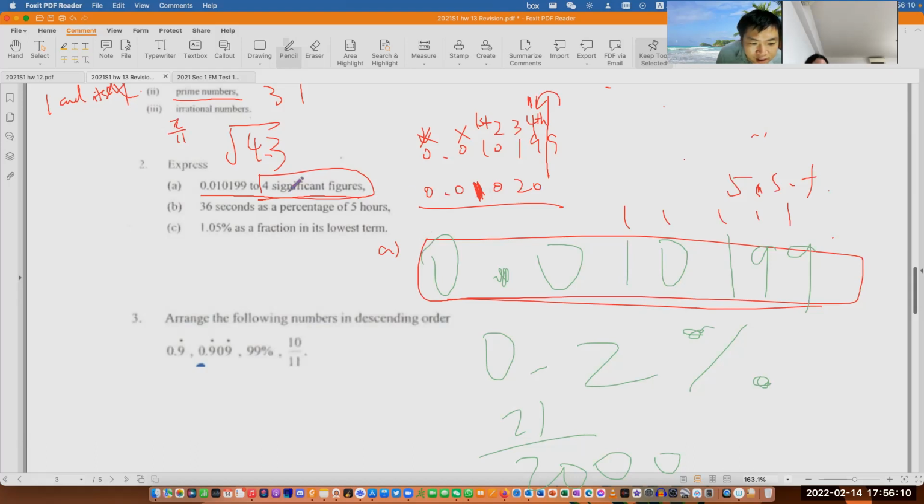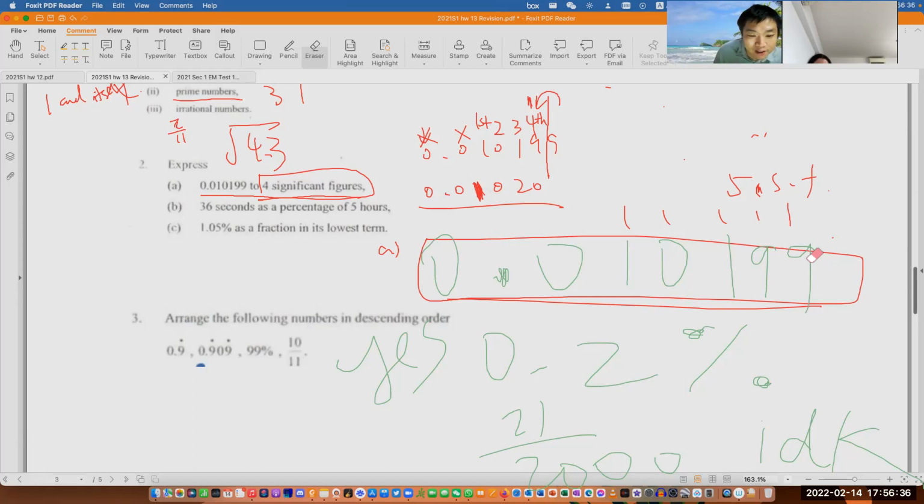Do you understand significant figure? You don't look like you understand significant figure. Then how do you end up with this, 0.0101199? What is 5, right? 5 significant figures. I don't know. Huh? You don't know how to get it. It's more worrying if you don't know. If you know, it's less worrying.